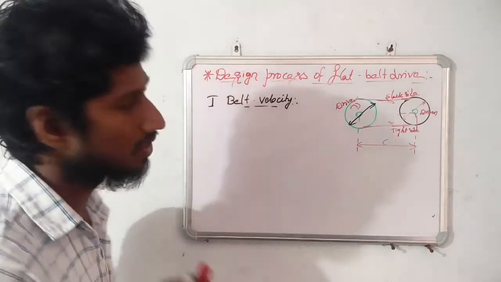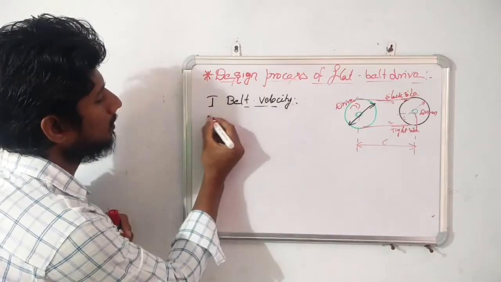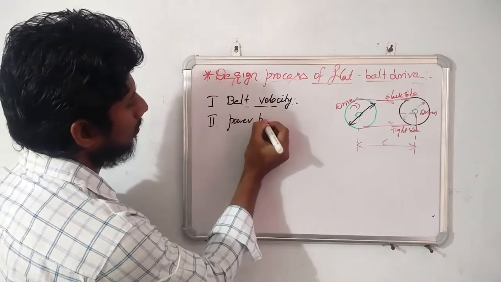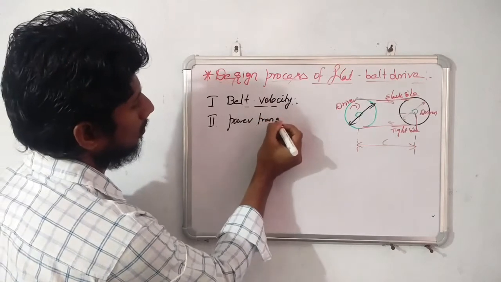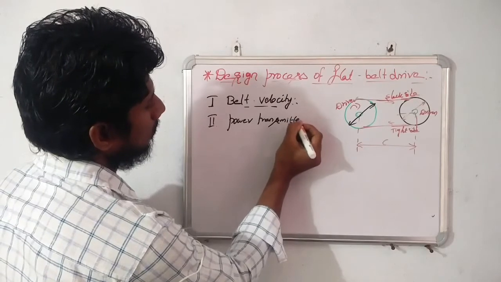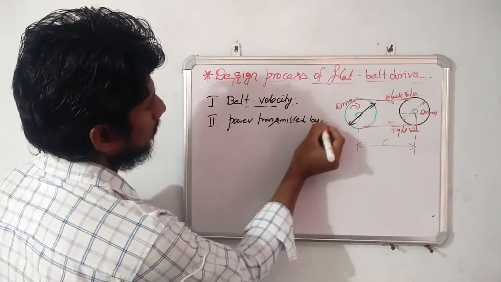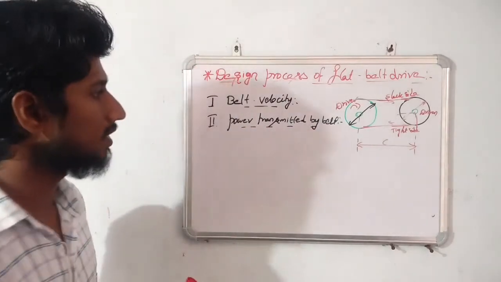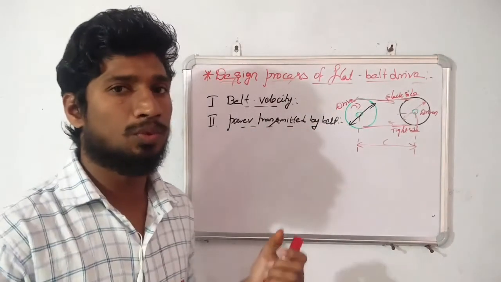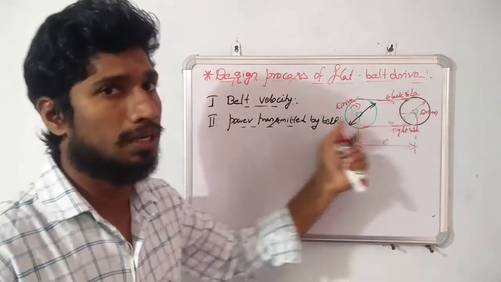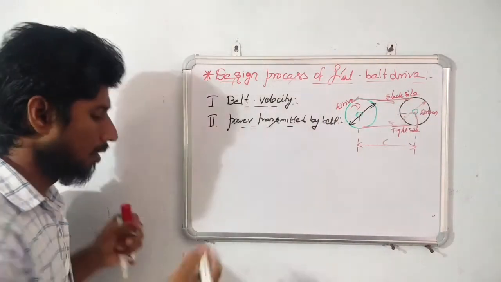After completion of this step, our next step is power transmitted by belt. So how much amount of power is to be transmitted with the help of that belt. It is the second step here.